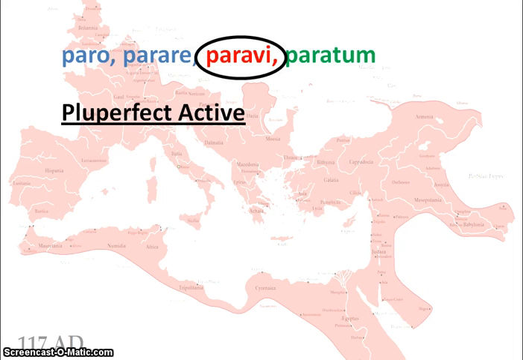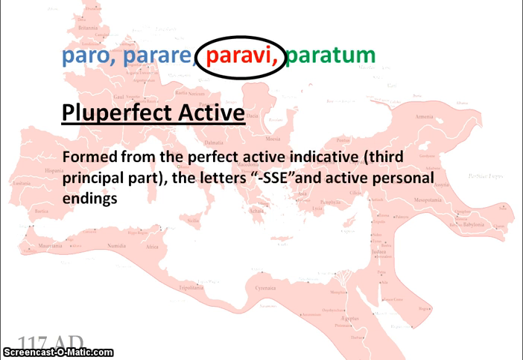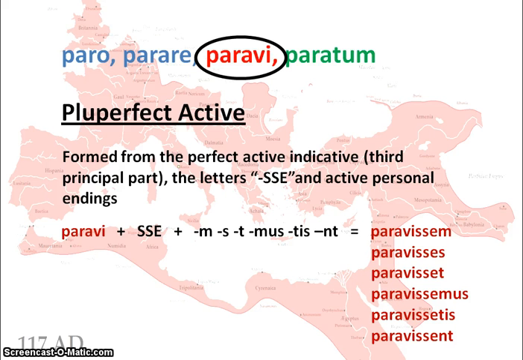The pluperfect active subjunctive uses a different principal part. It uses the third principal part, which is the perfect indicative, I prepared. Now to this, we add the letters sse, and then on to the end of this, the active personal endings. So m, s, t, mus, tis, nt again. So we get paravissem, paravisses, paravisset. Now these personal endings, we said, are added to the third principal part plus the letters sse. This is also the equivalent of the perfect active infinitive. So you can think of the pluperfect active subjunctive as the perfect active infinitive, to have prepared, plus the active personal endings.